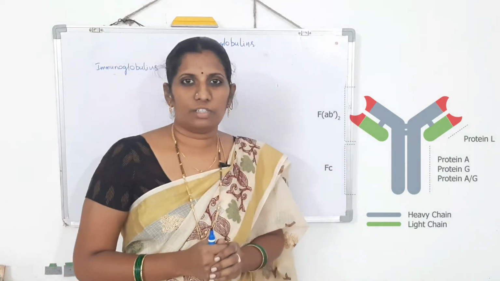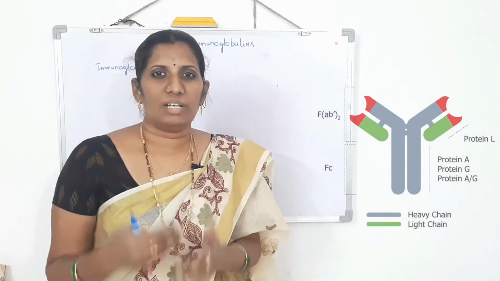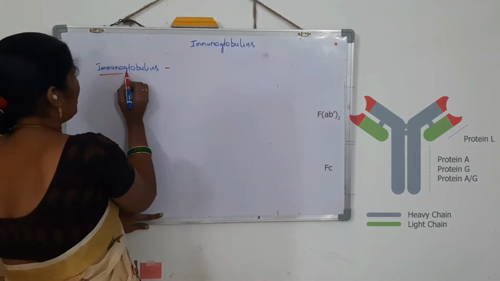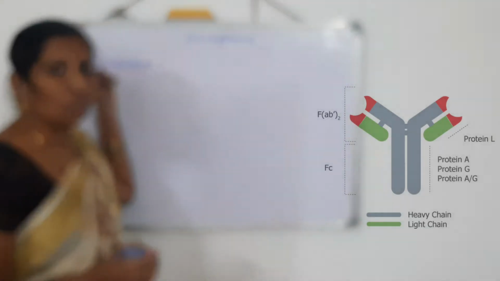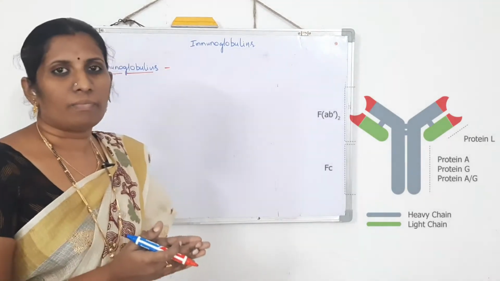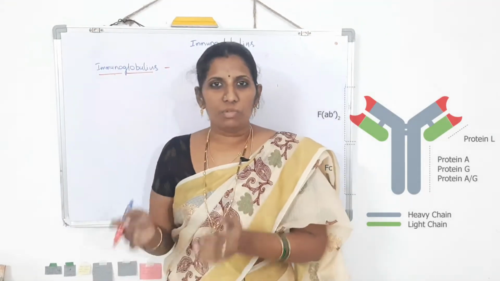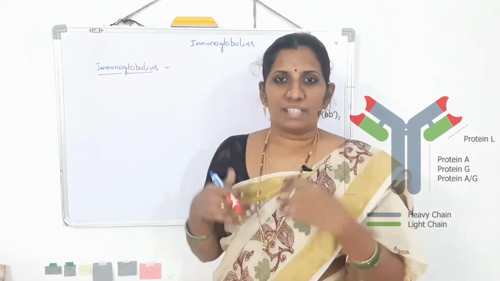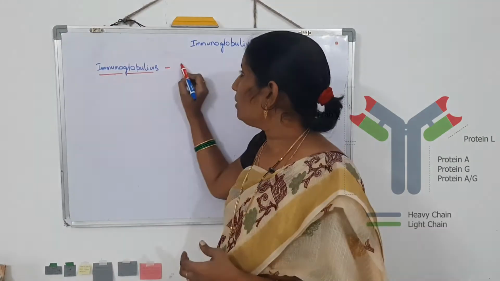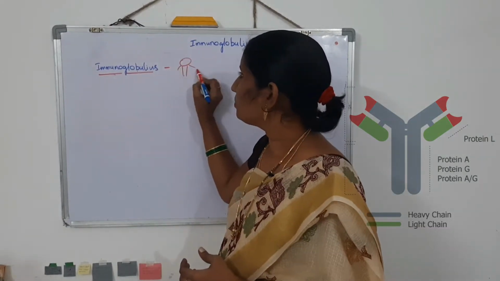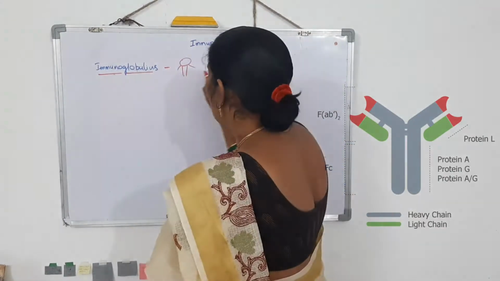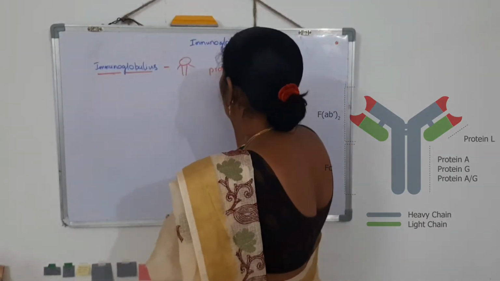First of all, I have to tell you what immunoglobulin is. If you see the word immunoglobulin, it has two parts. Globulins are the proteins. The proteins which give immunity to an individual. Once again I am repeating, Nana: the proteins which give immunity to individuals are called immunoglobulins.